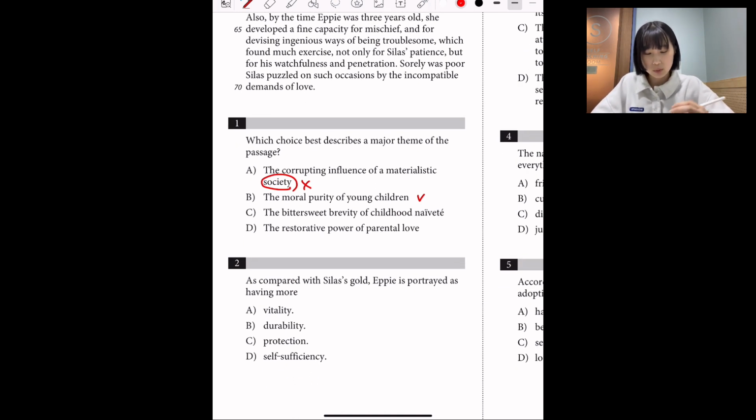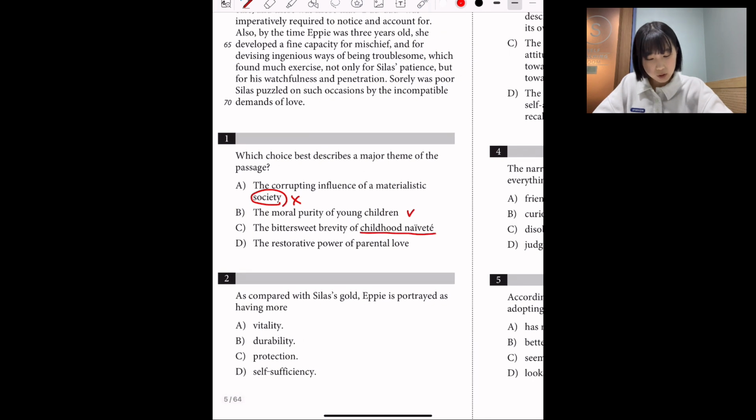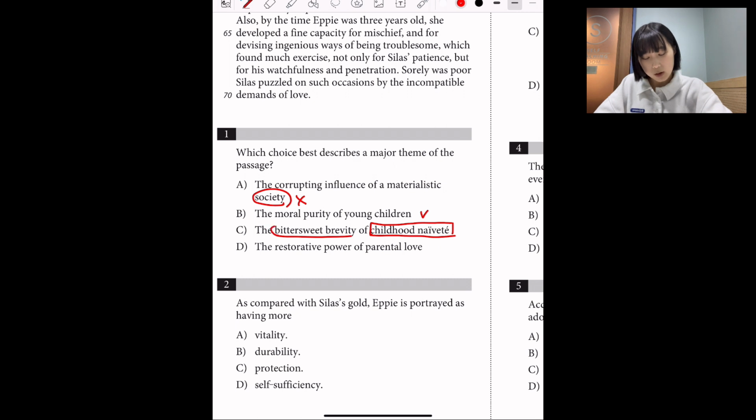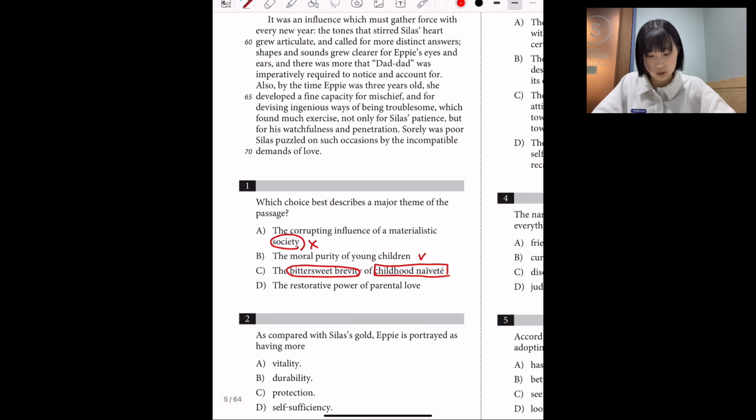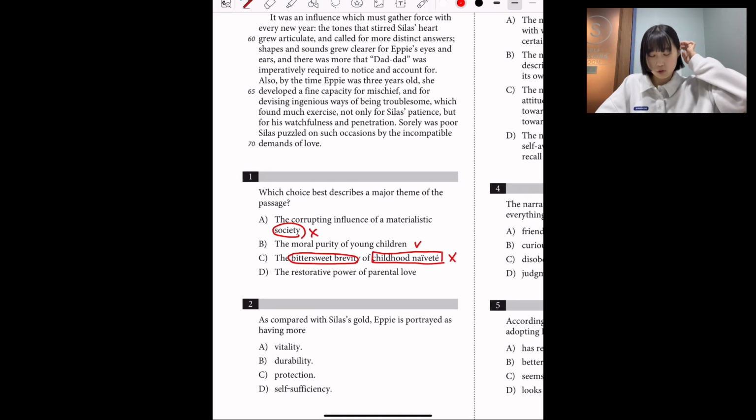And C, the bittersweet brevity of childhood naivety. This part, I'm going to say I agree with. It does have lots of implications of childhood and purity, as B also states. But the bittersweet brevity, if it talked about how Eppie grew up and how Silas was, I guess, nostalgic of the times where Eppie was pure and full of childhood, then this would suffice. But I'm not sure that brevity is the key theme that we're looking for here, so we're going to disregard that one.